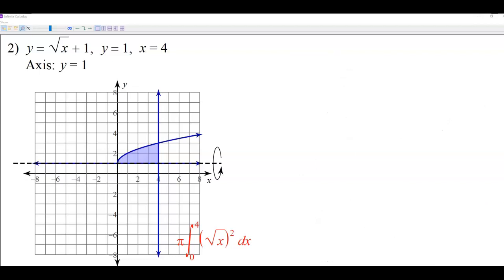That's that one. So what made this example special? It was the fact that we were not rotating around the x-axis. Instead, we were rotating it around a different horizontal axis. And so when you do that, your radius is no longer just the function. It's going to be your function minus the axis, or in other words, y1 minus y2. So I'll let you guys practice one.